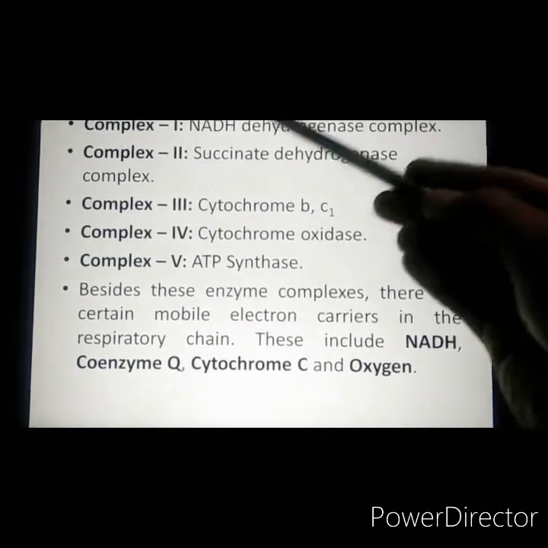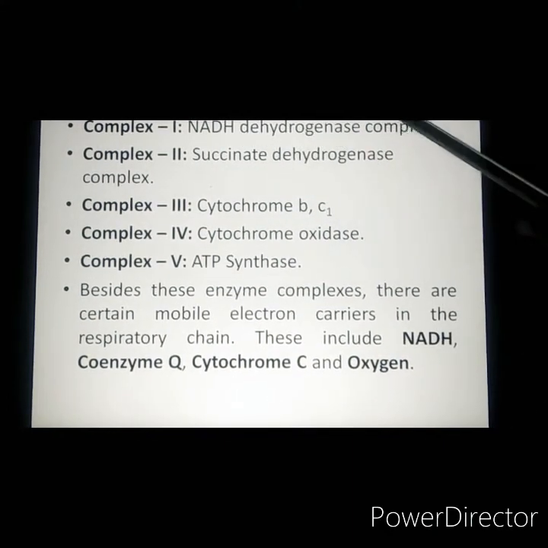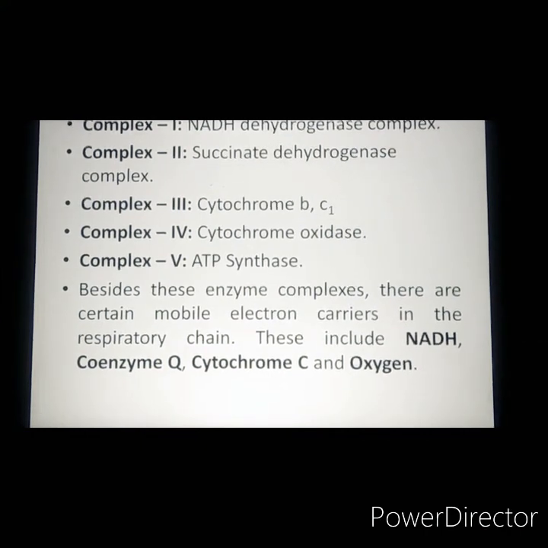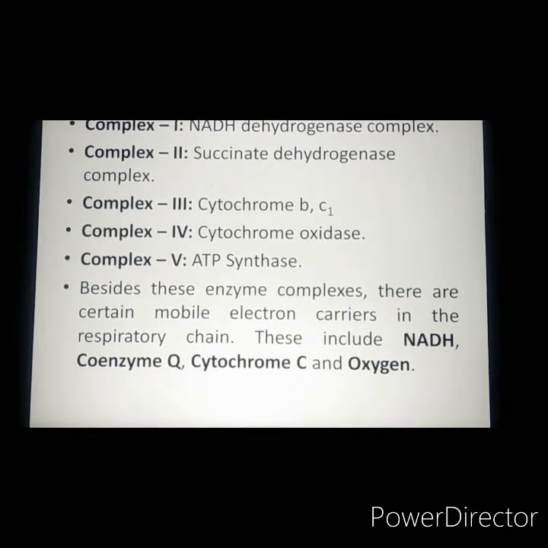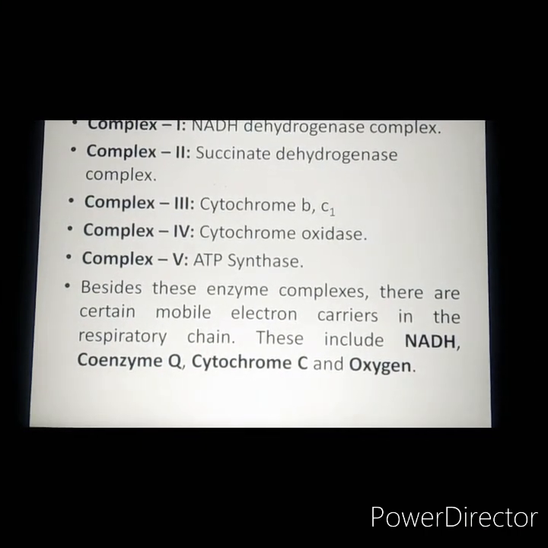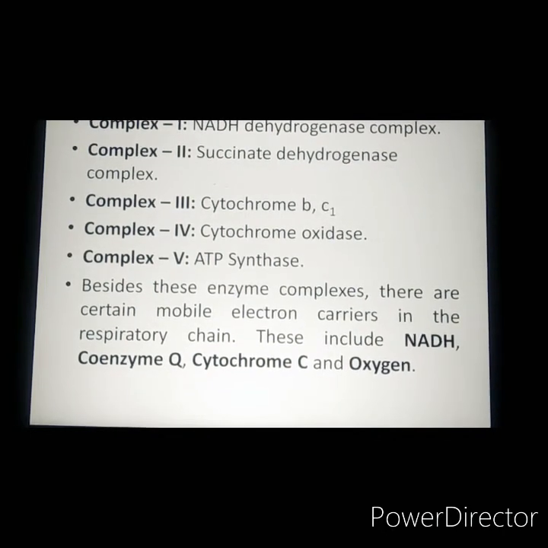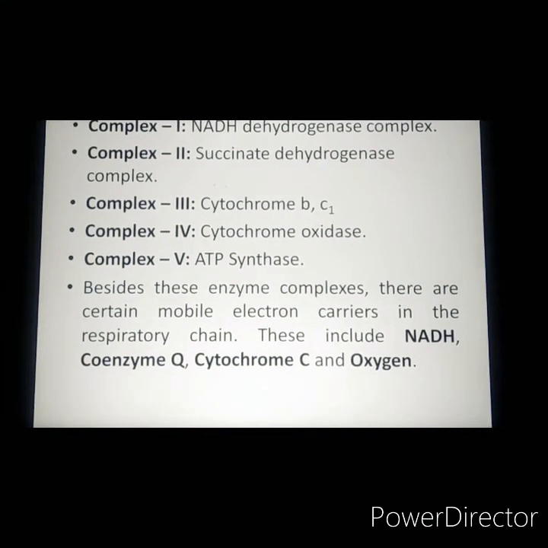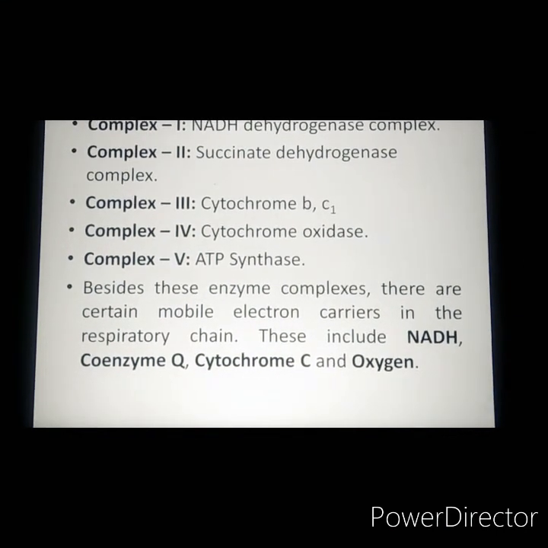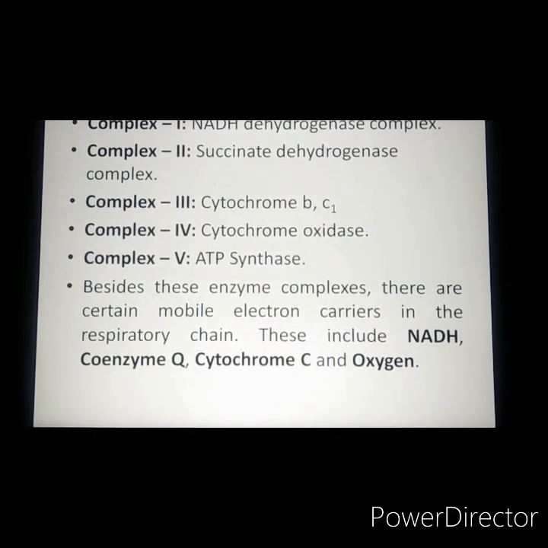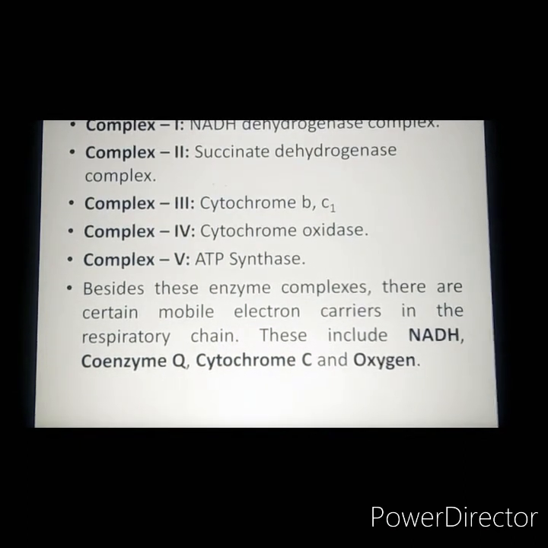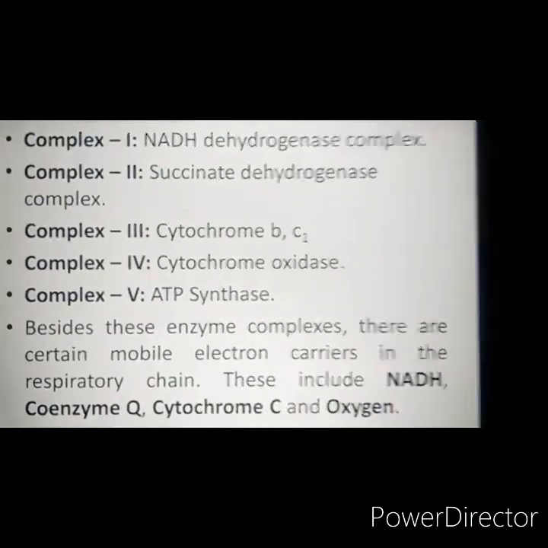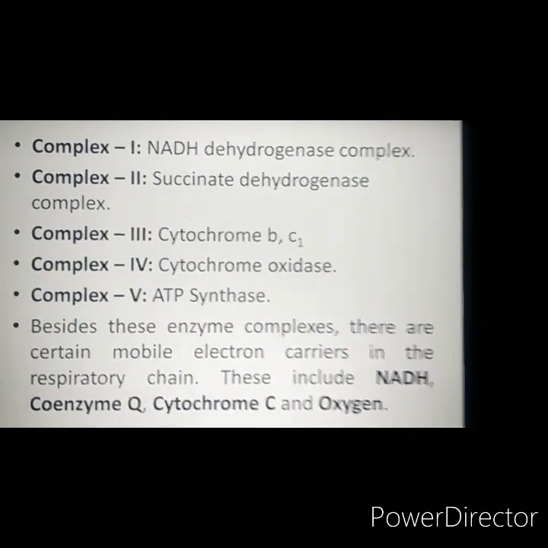But the NADH dehydrogenase complex, along with the enzyme NADH dehydrogenase, consists of FMN as a coenzyme. Also it consists of iron sulfur proteins. So this is complex 1, the NADH dehydrogenase complex. Because of these 3 components, that is the enzyme, the coenzyme FMN and iron sulfur protein, it is known as a complex. The second complex is the succinate dehydrogenase complex.